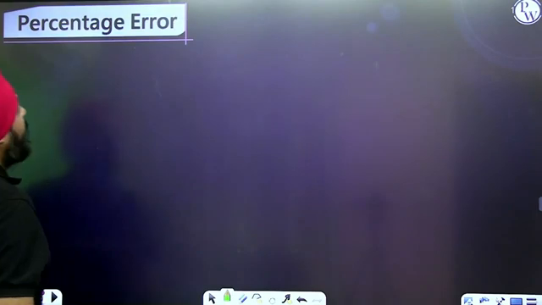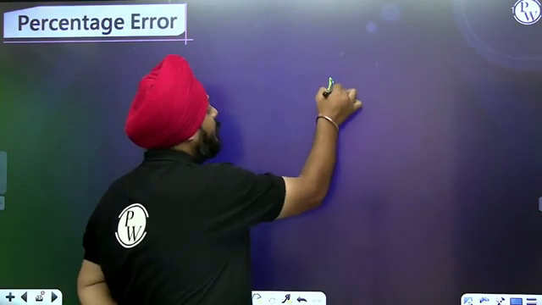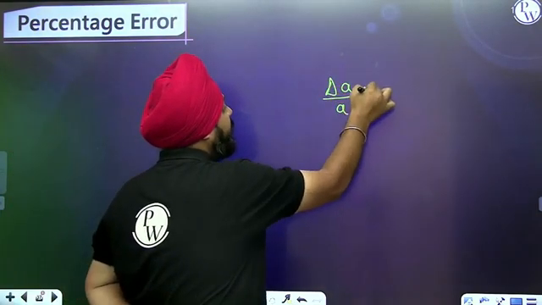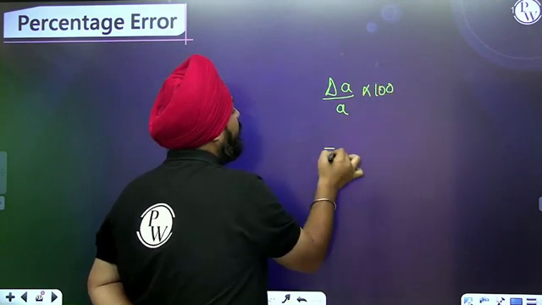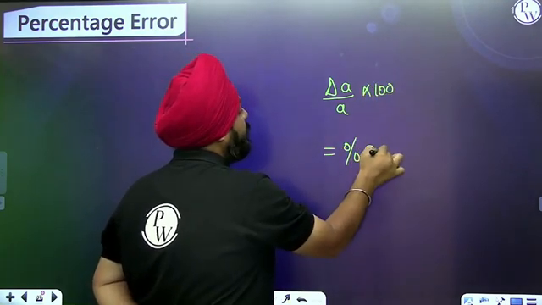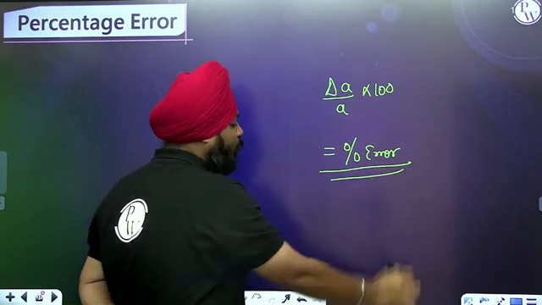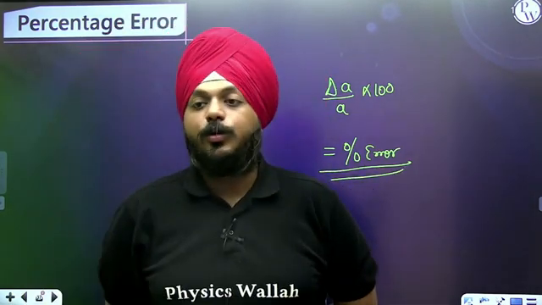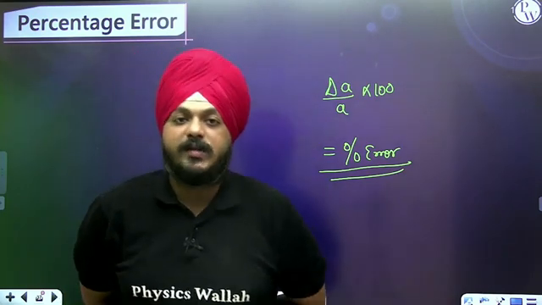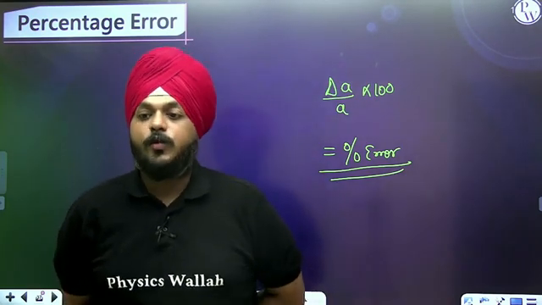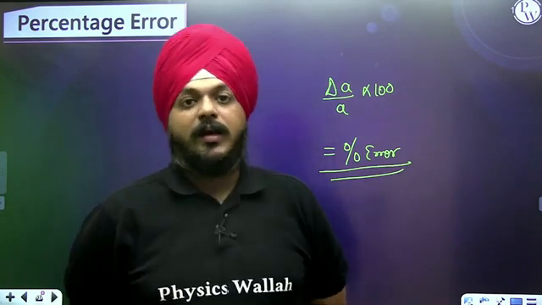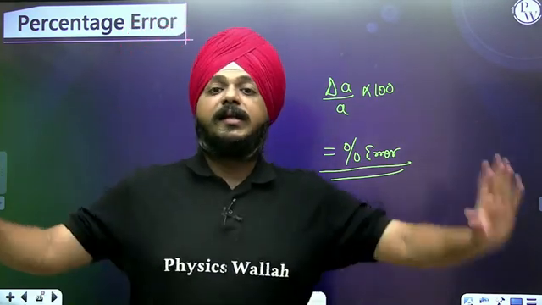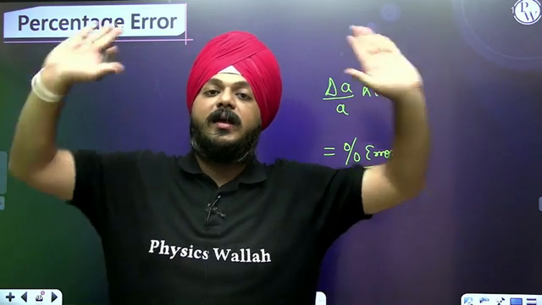The third concept is the percentage error. When the relative error is multiplied by 100, we get the error in percentage. My father gave me 100 rupees, the system was showing 110. The absolute error is 10, the true value is 100. The relative error comes out as 0.1, and when it is multiplied by 100, there is a 10% error.